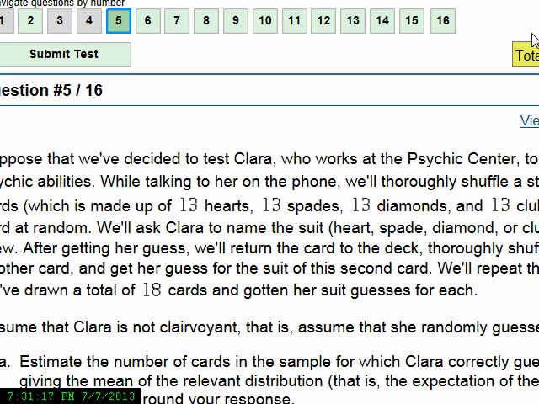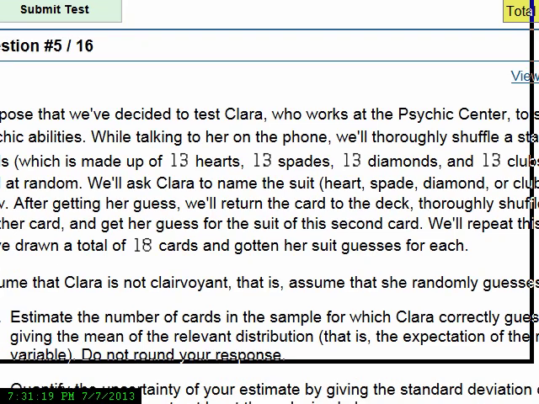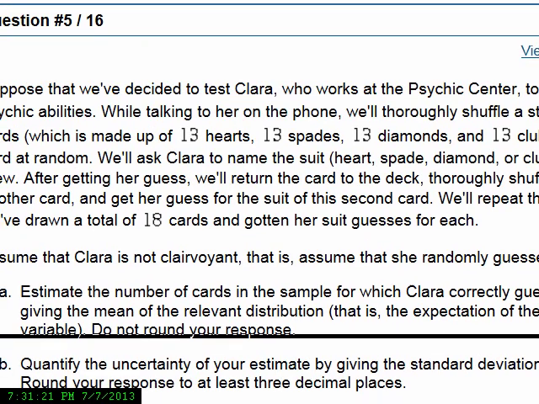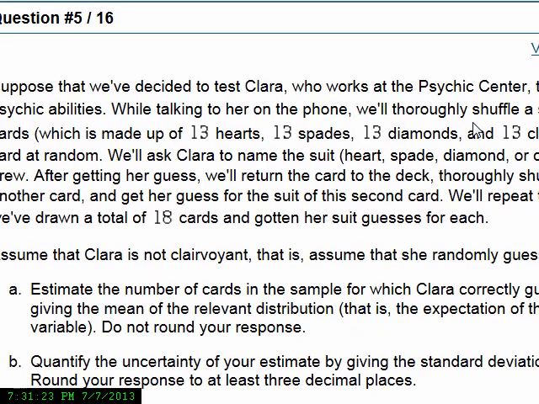Suppose that we've decided to test Clara, who works at the Psychic Center, to see if she really has psychic abilities. While talking to her on the phone, we'll thoroughly shuffle through a deck of cards. There's 52 cards. You can't see them on the screen, but it says 52. And they tell you that there's 13 hearts, spades, diamonds, and clubs.